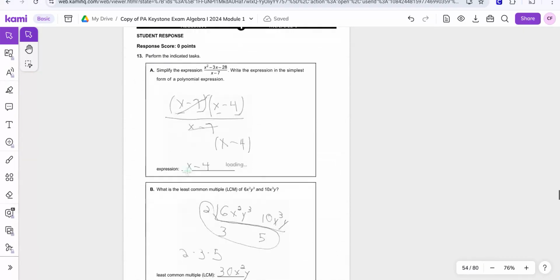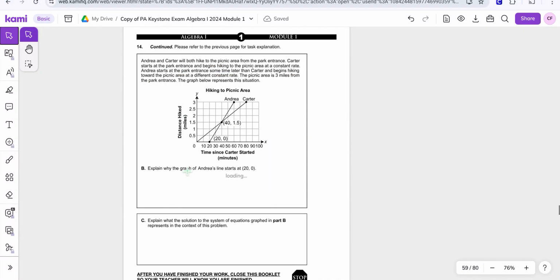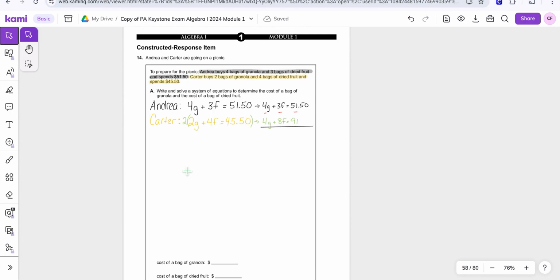We lost our page here, one second. There we are.